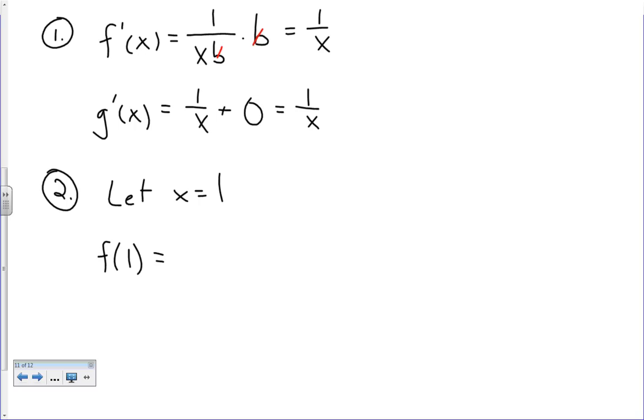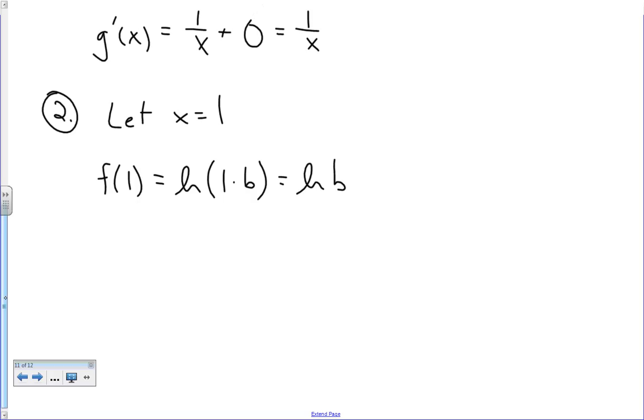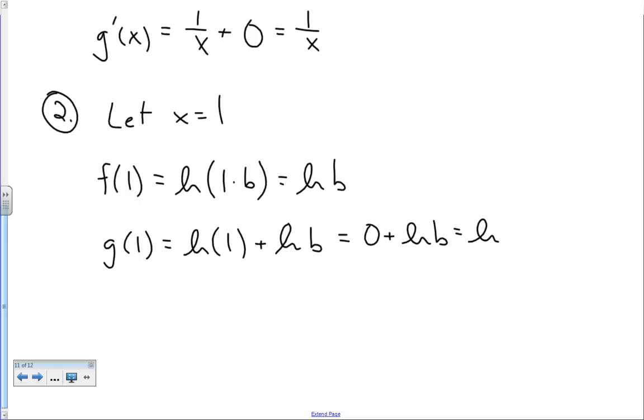would equal, again, f of x was equal to the ln of x times b. So this is the ln of 1 times b, which is just equal to the ln of b. And g of 1, remember, is the ln of x, so that's the ln of 1 plus the ln of b. And we've already proven what the ln of 1 is equal to. That's our intercept property. So ln of 1 was 0. So we end up with just 0 plus the ln of b, or that's the ln of b.